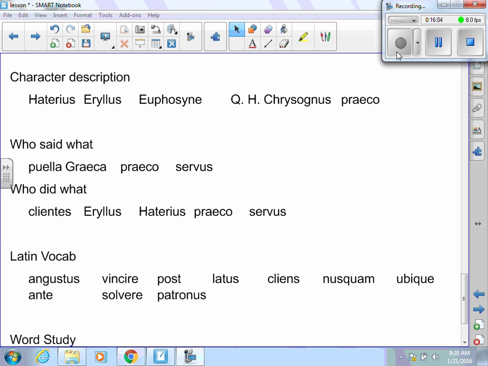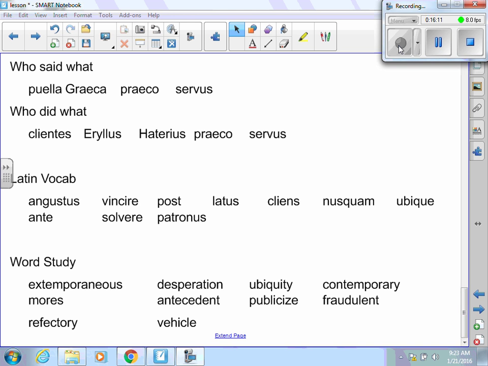Angustus, vincere, post, latus, clarus, nusquam, ubique, ante, solus, patronus. You're going to have some antonyms here. You're also going to have sentences that are using these. So make sure that you go through there and you're able to know what each one of those words means. For example, angustus is narrow, vincere is to conquer. You do the rest. Here are your word study.